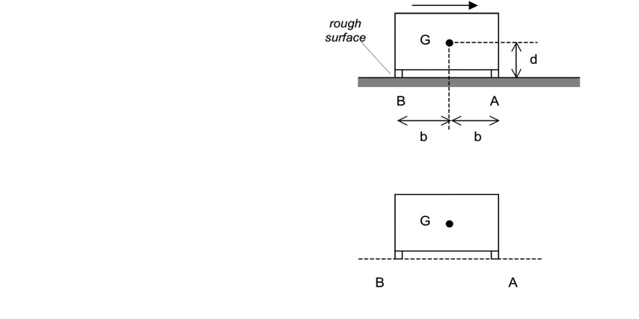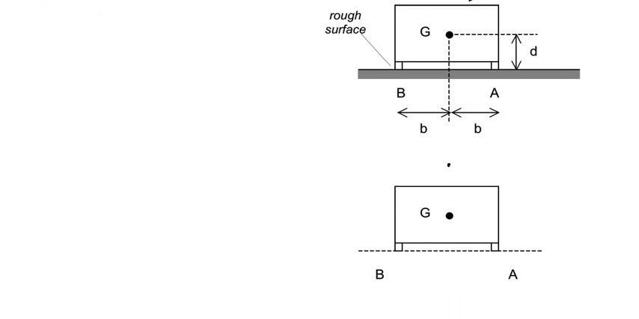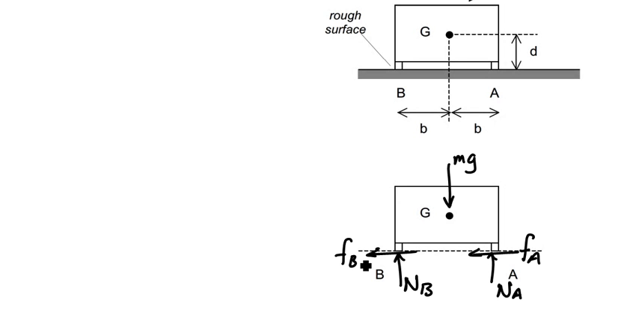And so if I draw my free body diagram here on the provided diagram, we can note that we'll have some weight mg acting down. We'll have some normal force here at B. We'll have some normal force here at A, which I can call NA. And because we're moving to the right, we'll have friction forces acting to the left, which I'll call FA and FB respectively.